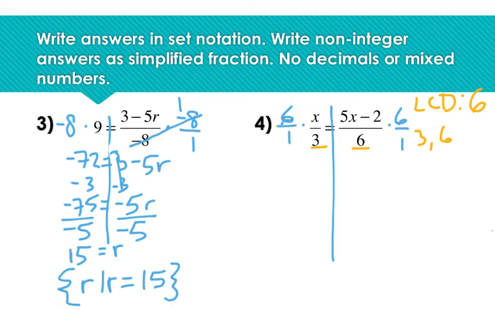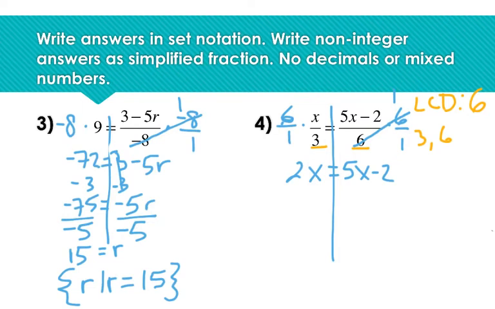Now, to simplify on the left side, we're going to do 6 times x, but we're dividing it by 3. 6 divided by 3 is 2, so we'll have 2x. And on the right, we have 6 multiplying by 6 divided by 6. That simplifies again, like we've seen before, to 1. So we end up with 5x minus 2, because 5x minus 2 times 1 is 5x minus 2.